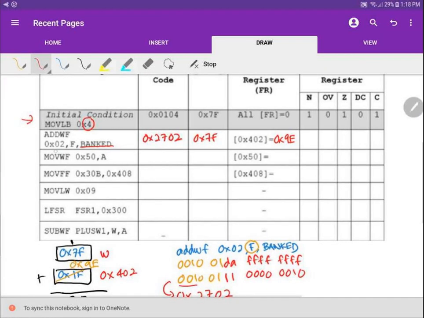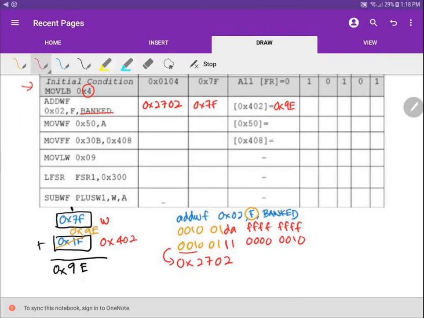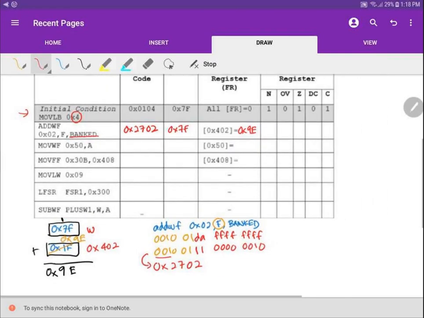So this is addition. So based on the answer that you have gotten, 9E, you have to ask yourself this question. Is it negative?